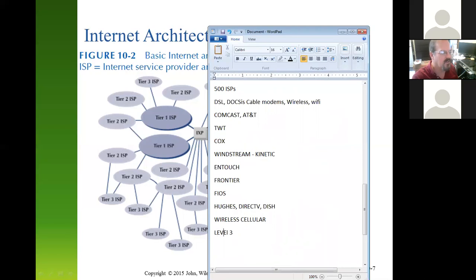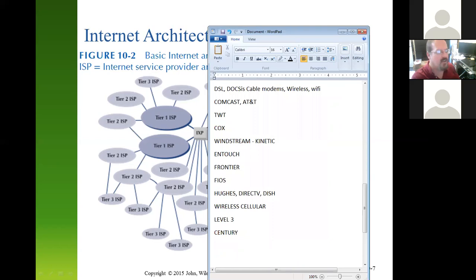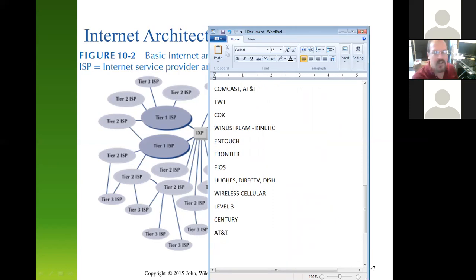So, what's the other name? CenturyTel or Century Communications. They also are a tier 2 provider. And then you have a few large tier 1 providers such as AT&T. And then actually the way that you know whether they're tier 3, 2, or 1 is who their primary customers are and what areas of the globe they cover.